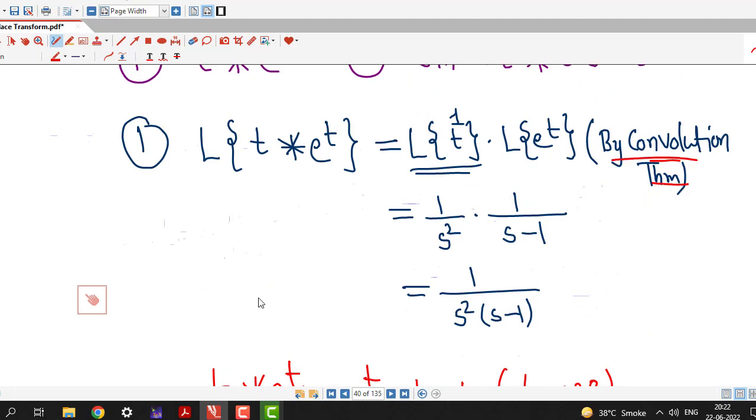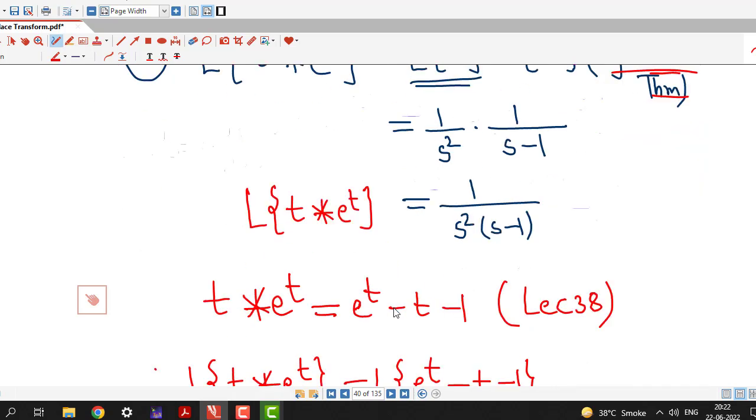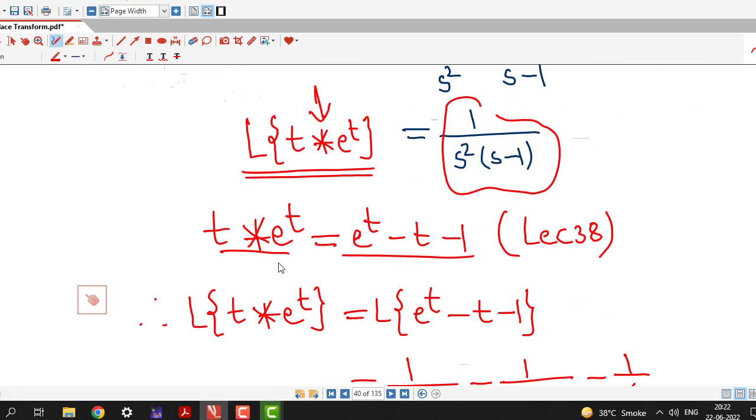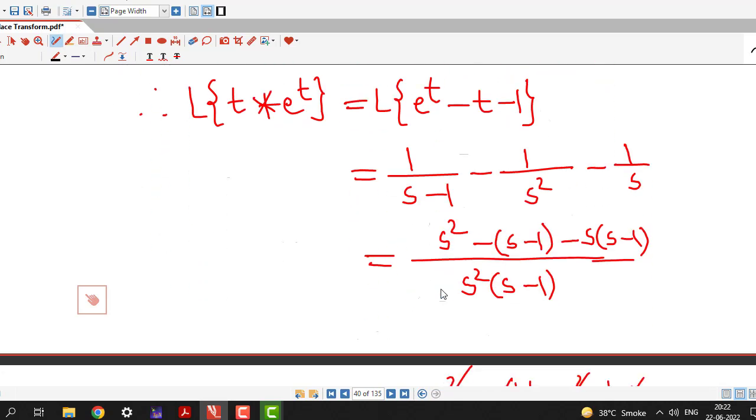So this is just to explain to you the power of convolution theorem. Here we don't have to evaluate this t star e raised to t. Without obtaining the convolution of t star e raised to t, we are able to determine the Laplace transform of the convolution of t and e raised to t. And this is another way. Here we have obtained this t star e raised to t by the definition of convolution, and then we obtain the Laplace transform and we get the same answer.